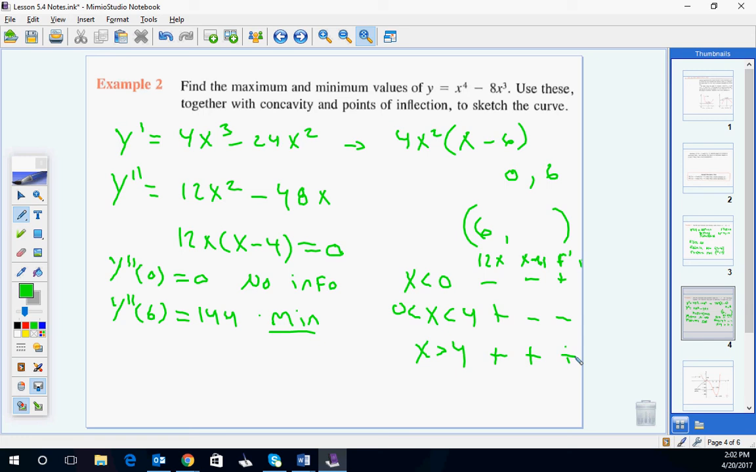Nope. So just for writing in interval notation, we know it's concave up from negative infinity to 0, and from 4 to infinity. And we know it's concave down between 0 and 4 with your interval notation. Okay, my next slide, I have the graph.